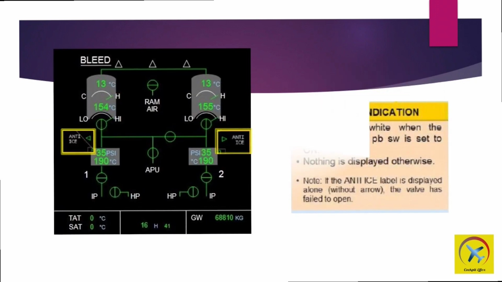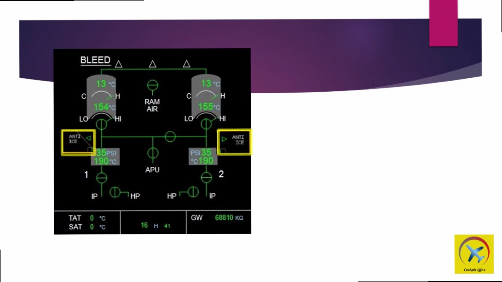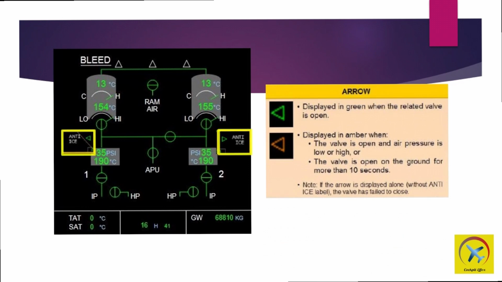Anti-ice indication on the ECAM BLEED page is displayed in white when the wing anti-ice push-button switch is set to ON. Nothing is displayed otherwise. Note, if the anti-ice label is displayed alone without an arrow, the valve has failed to open. On the ECAM BLEED page, the arrow is displayed in green when the related valve is open.